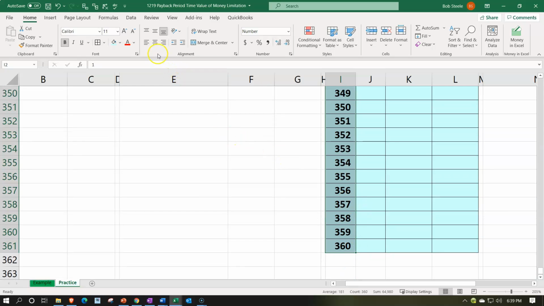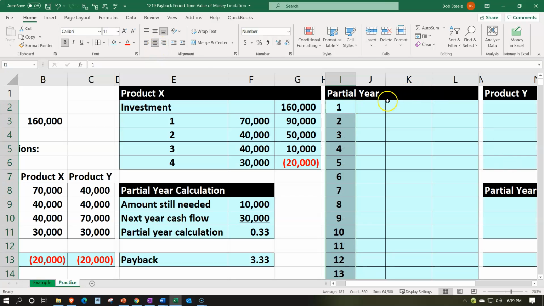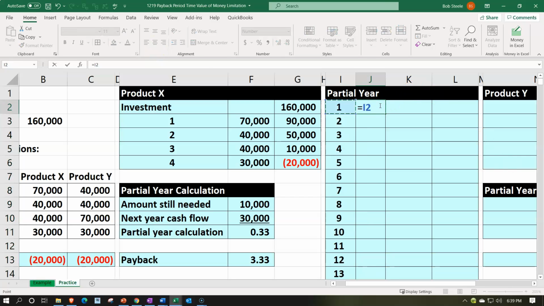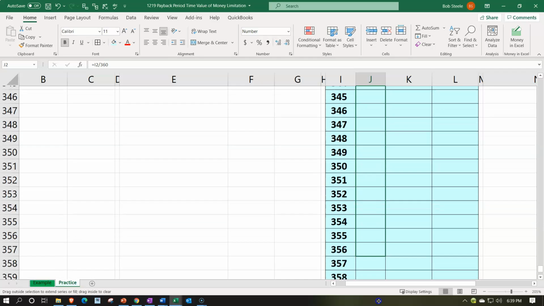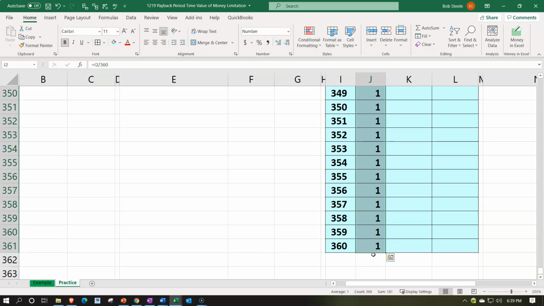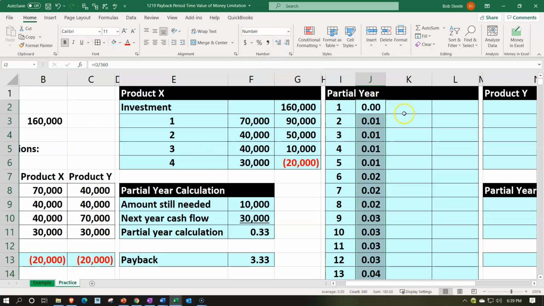I'm going to center that in the alignment. And then the fraction of the year would be 1 day divided by 360 days in the year. Let's go ahead and autofill that on down. There's our fraction of the years. Autofilling that all the way down, 1 day divided by the number of days that we're in, and so on. Adding some decimals so we can see stuff happening.